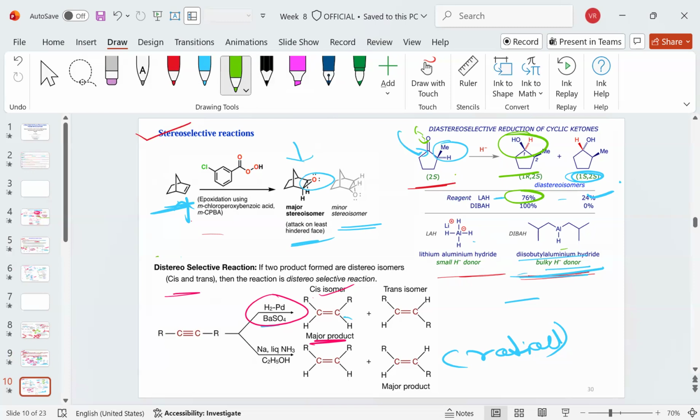So this is like we get some selective product here. So we can improve the selectivity. For the improvement of selectivity, you can see the example. Instead of lithium aluminum hydride, if we add some bulkier groups, we can use a bulkier reagent or a bulkier hydride source. So this is DIBAL-H.